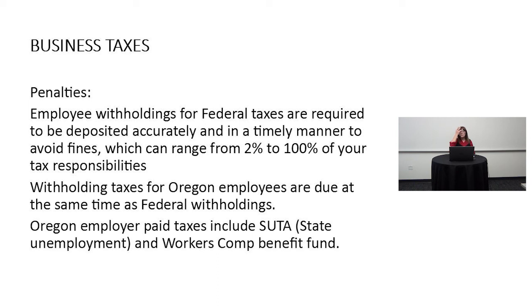Penalties. Employee withholdings for federal taxes are required to be deposited accurately and in a timely manner to avoid fines, which can range from 2% to 100% of your tax responsibilities. No joke. Withholding taxes for Oregon employees are due at the same time as the federal withholdings. Oregon employer-paid taxes include SUTA, the state unemployment, and also the Workers' Comp Benefit Fund.